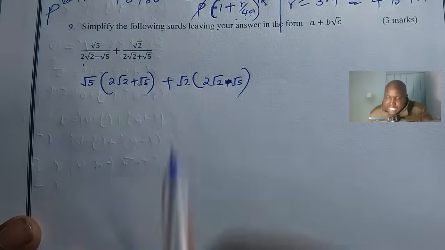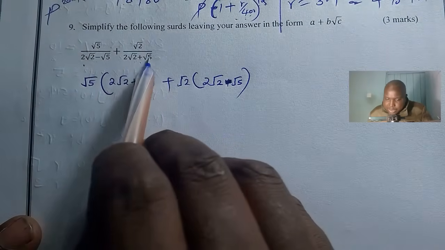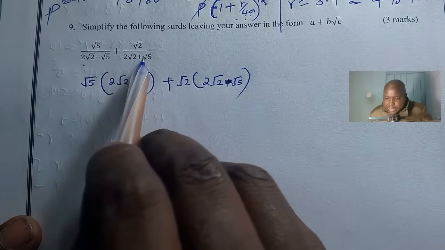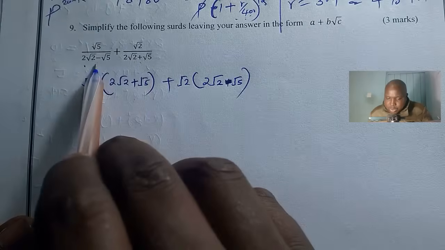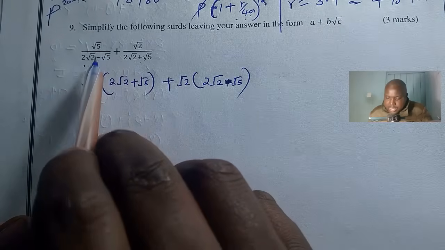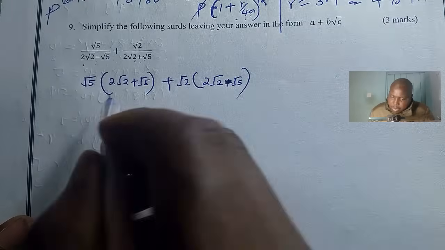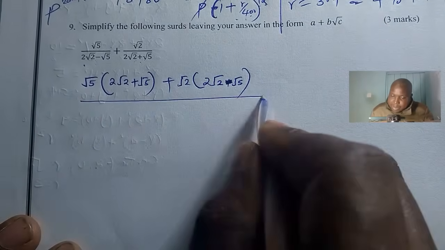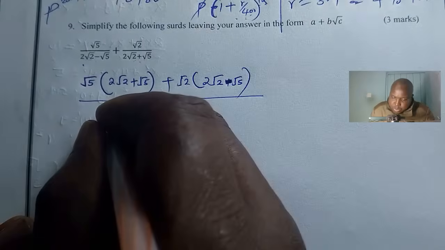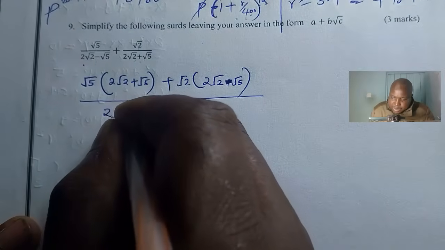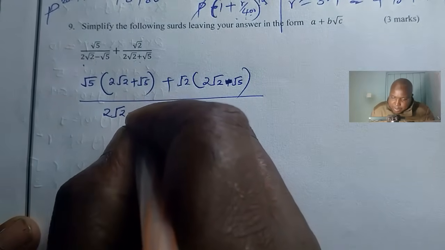Actually, this is like taking the LCM. What is the LCM of these two? It is this times this. So this goes here and this goes here, over the LCM. What is the LCM? The LCM is 2. If you take it as LCM, it's going to be very simple.